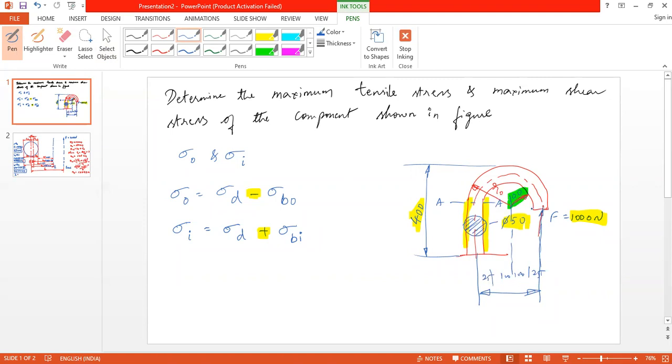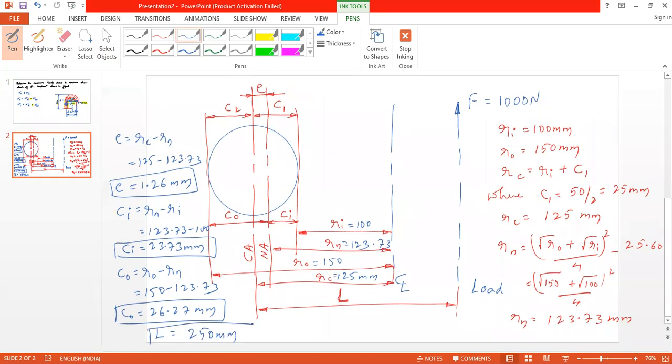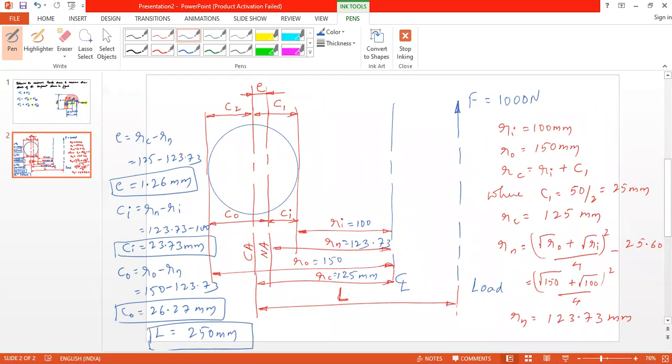Right? From here it is half of the circular cross section, 25 plus 100 plus 100 and plus 25. So this is 25, this is 100, this is 100 and this is 25. So it is 250 mm. Is it clear? Any doubt with this L? No, sir.